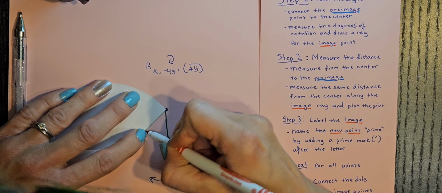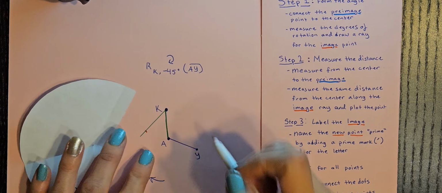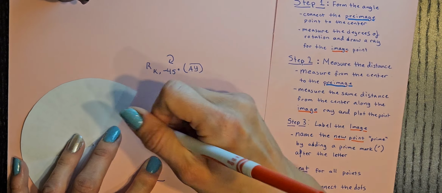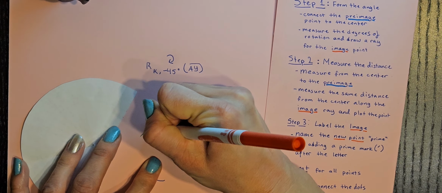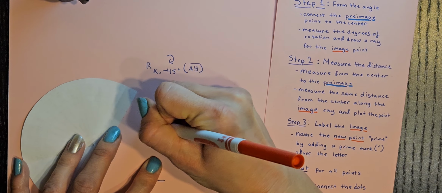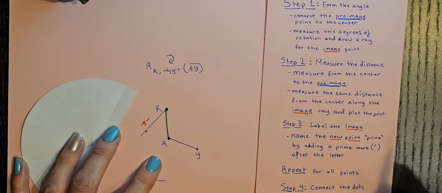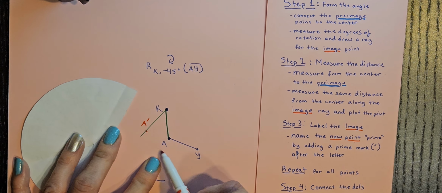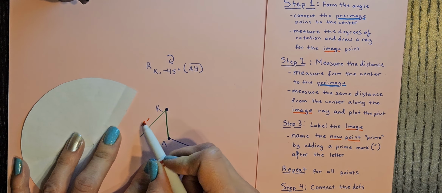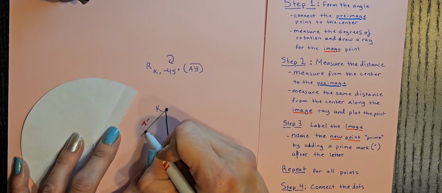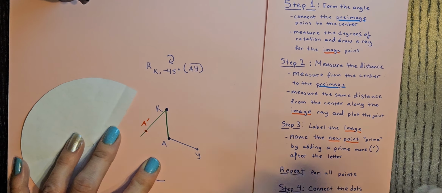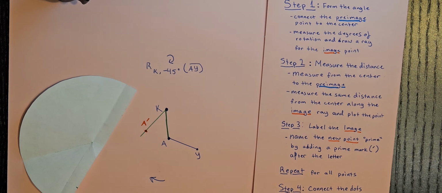So now I'm copying that distance over here. Now I'm going to label this point as A prime. We'll label our image point. We name our new point; we were rotating point A, so this is going to be point A with that little prime mark showing that it's not where A was. It's not the same point anymore, but it's based off of A. So it's the image of A after that 45-degree rotation around point K.